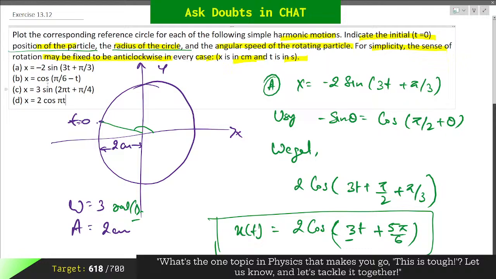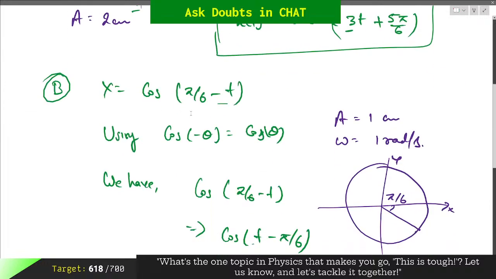Now the second equation is x equals to cos pi by 6 minus t. Here already it is written in the cos format. So cos minus theta is equals to cos theta, we know from the trigonometric identity. So we can write cos pi by 6 minus t as cos t minus pi by 6. So at t equals to 0, the particle is at minus pi by 6 position, and amplitude is 1, so it would be 1 centimeter. Now simply we can write the coefficient of t as omega, and that angular frequency is 1 radian per second.